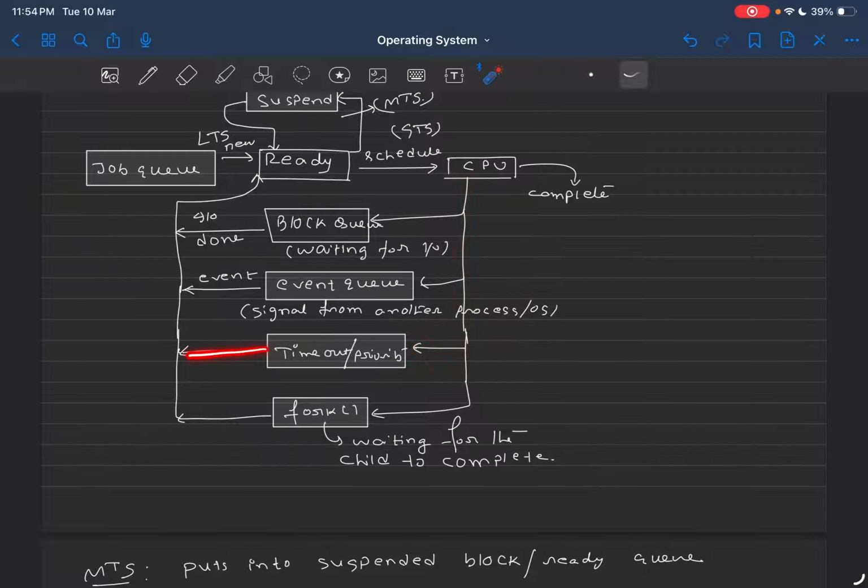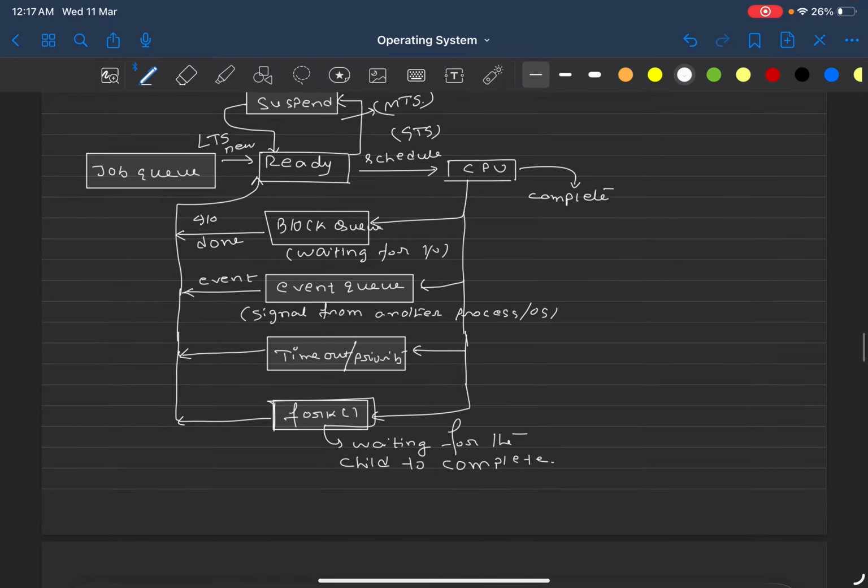Once a process is taken out of the CPU because of a timeout expiration, after some time this process will get scheduled again. But in order to make that happen, we have to push this process to the ready queue, right? That is why this process is pushed into the ready queue again. Let's see the fork queue.